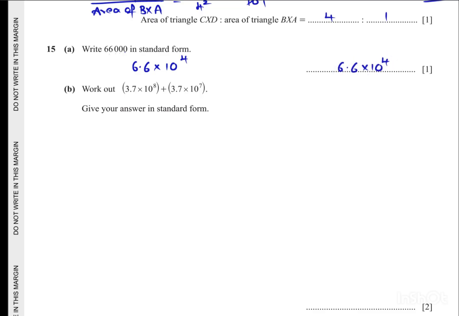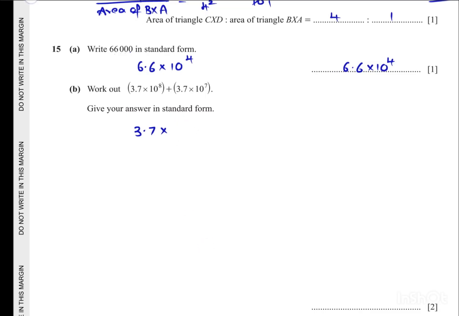Question B. Work out 3.7 × 10^8 + 3.7 × 10^7. Give your answer in standard form. This one needs some working. 10^8 can be written as 10^7 × 10, because we have 10^7 in the next bracket. So keep it like this: (10 × 10^7) in the bracket, plus 3.7 × 10^7.